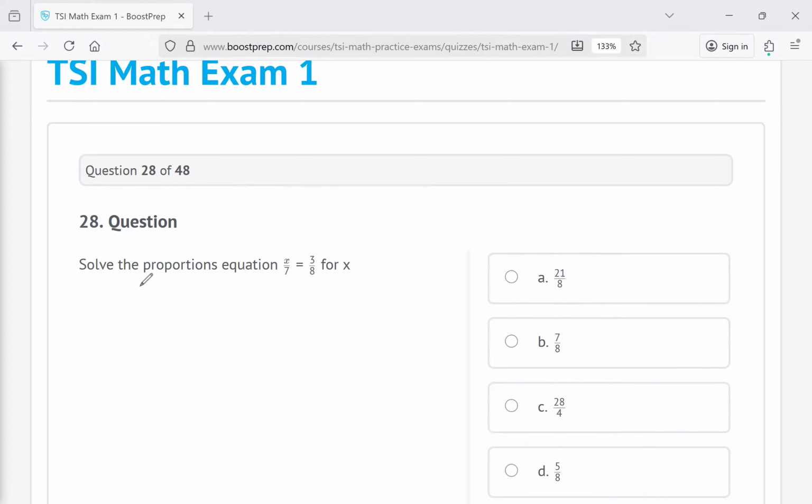Okay, 28, solve the proportion equation. We have x over 7 equals 3 over 8. The good news is there's only two sides, a left and a right, so you can just cross multiply. 8 times x is 8x, and 7 times 3 is 21. Then solve for x by dividing both sides by 8, and you get 21 over 8. I don't think that can be reduced, so I'm going to say A.